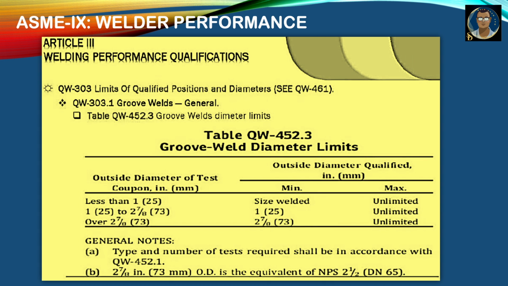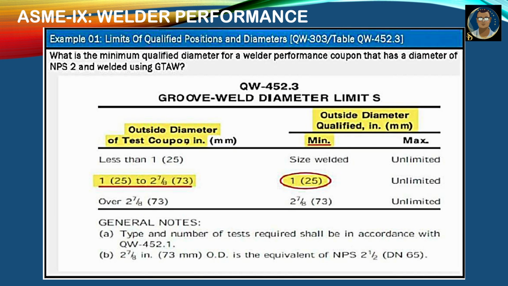So there are some notes. You can see the type and number of tests. You have to refer to QW450 through 2.1, and 73 mm OD is equivalent to NPS 2.5 inch, DN 65. There could be confusion between 2 inch and 2.5 inch, so that's why it is very clearly mentioned in the standard. Example 1, limits of qualified positions and diameters.